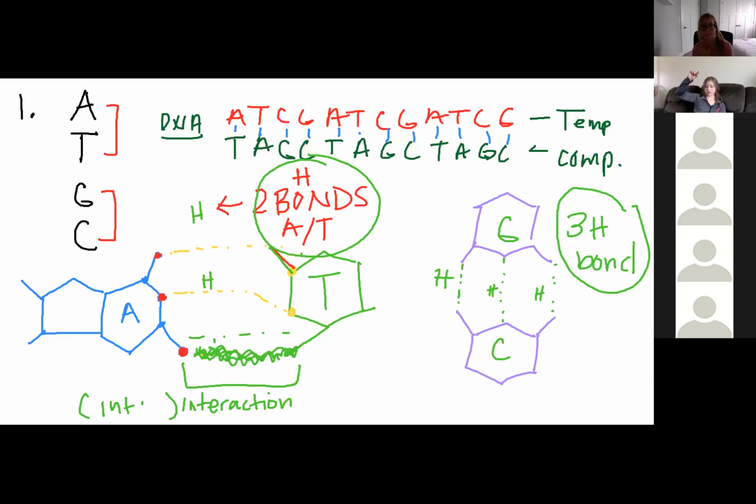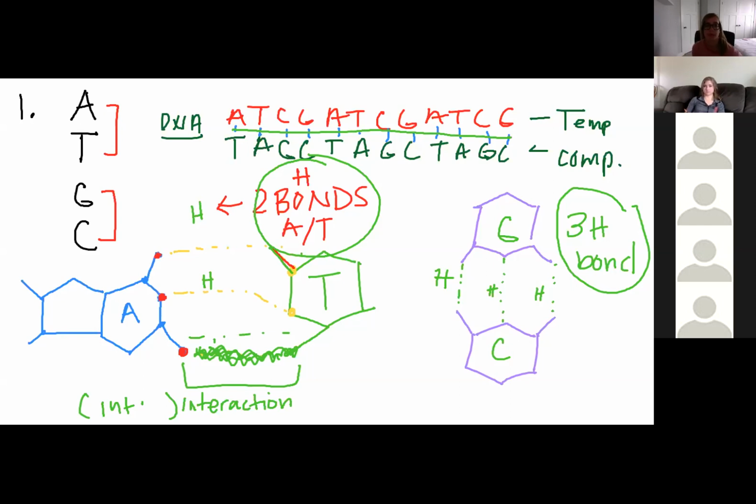Should we draw, if you were to put the GC one underneath the AT, do you need to connect those to show that they're the template strand and the complementary strand, or does it matter? Do we need to draw it like that? Nope. You don't need to draw that. I'm just showing that they were bridging. You can just leave them as A's over T's and T's over A's, just like that.